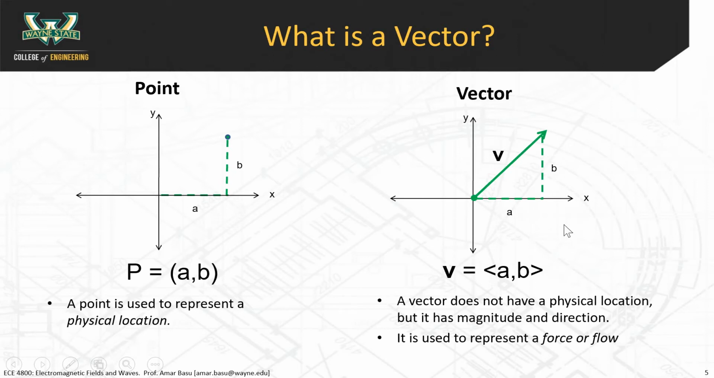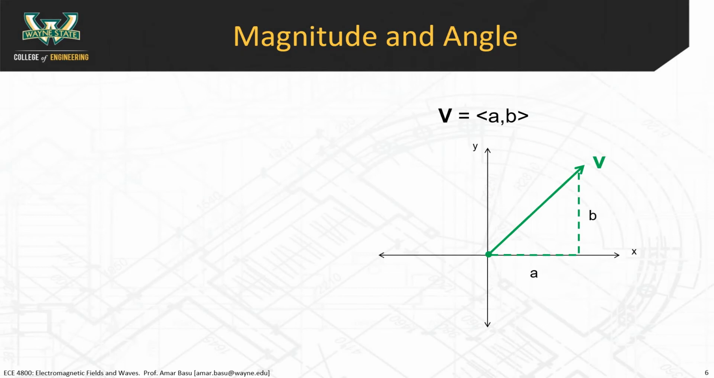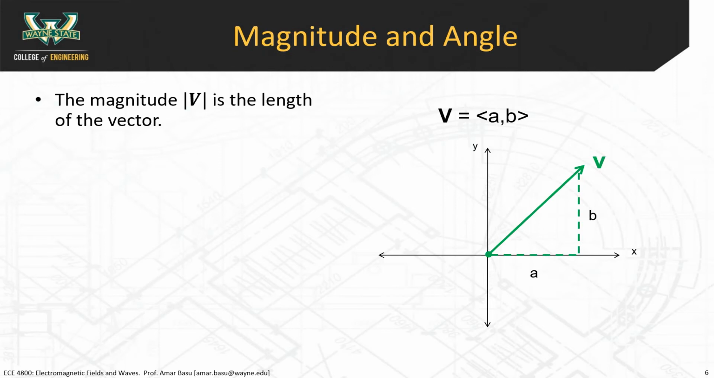All right. So one of the things that we often forget is that a vector doesn't have a physical location. It's an arrow. Okay. In a vector field, you have vectors at very specific locations, but that's a vector field. Just a single vector on its own just has magnitude and direction. All right.